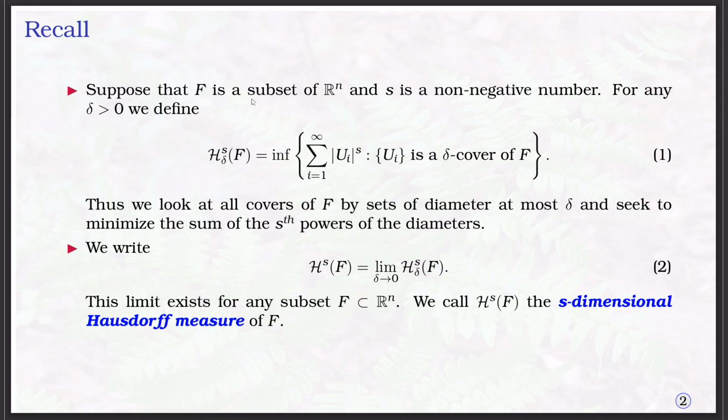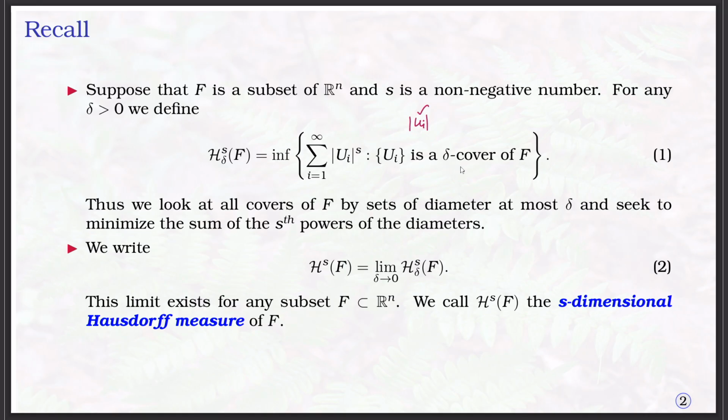Suppose that F is a subset of R power n and S is a non-negative number. For any delta greater than 0, we define H^s_delta of F as the infimum of the sum of |U_i| power s, such that the U_i form a delta cover of F, where the infimum is taken over all the delta covers, that means over all the covers. Here the modulus of U_i denotes the diameter of the set U_i. This is a positive number.